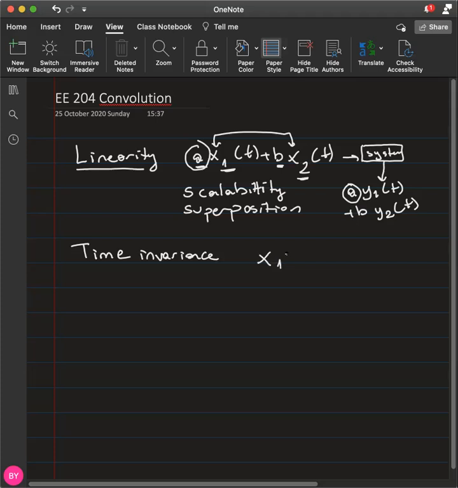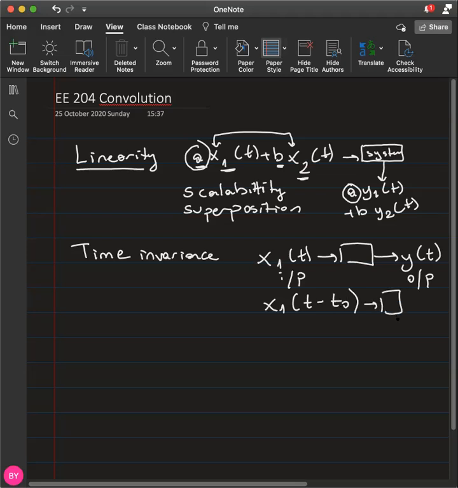If I feed one input to a system, I will obtain y of t as my output. This is my input signal. This is my output signal. If I shift my input signal t0 seconds, I will obtain as my output y of t minus t0. If I shift the input t0 seconds, I should shift the output again t0 seconds. That's called time invariance.